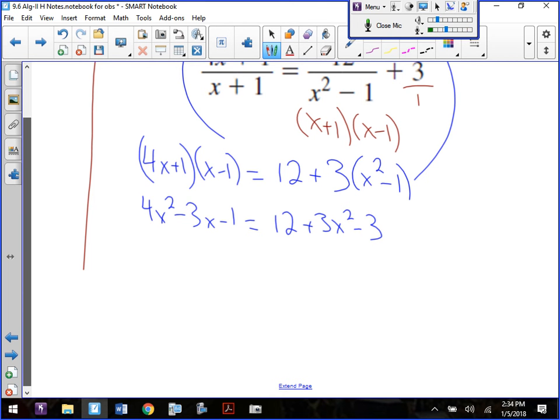Oh no, what do I do? Nothing. Yes, cry, run away. What do you think we should do? Set it to 0. Which one are you going to do, move everything to the right or move everything to the left? Move everything to the left. It'll be easier. So I subtract the 3x squared, then I'm going to subtract 9.